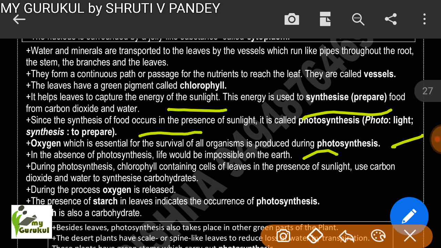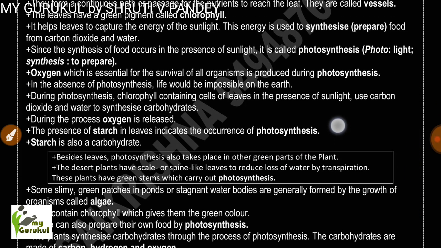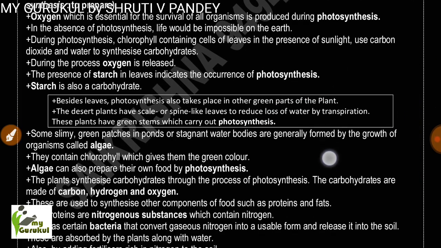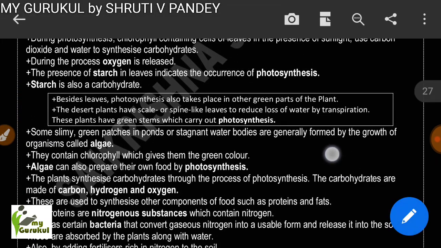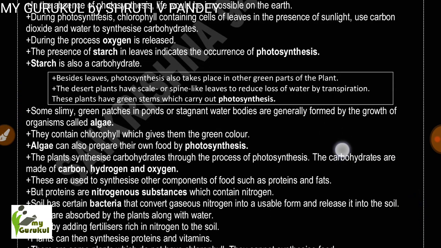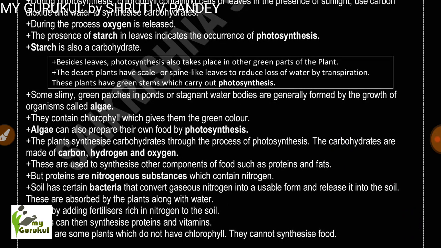During photosynthesis, chlorophyll-containing cells of leaves, in the presence of sunlight, use carbon dioxide and water to synthesize carbohydrates. During the process, oxygen is released. The presence of starch in leaves indicates the occurrence of photosynthesis. Starch is also a carbohydrate. Besides leaves, photosynthesis also takes place in other green parts of the plant.